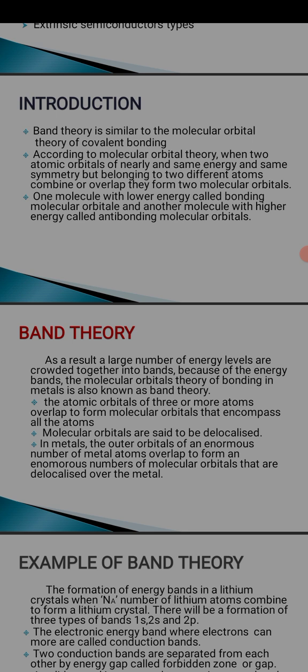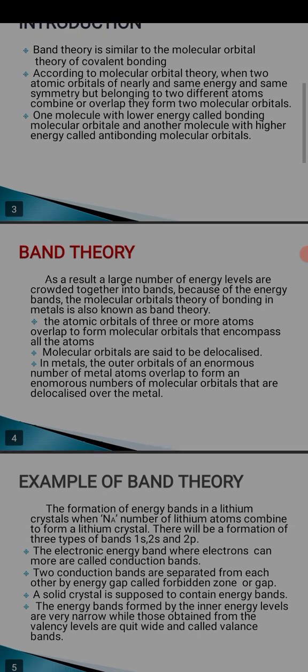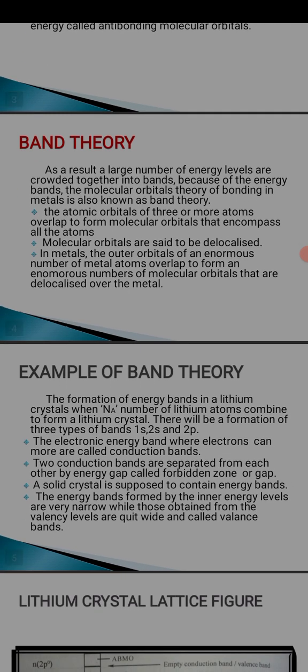The atomic orbitals of three or more atoms overlap to form molecular orbitals that encompass all the atoms. Molecular orbitals are said to be delocalized. In metals, the outer orbitals of an enormous number of metal atoms overlap to form an enormous number of molecular orbitals that are delocalized over the metal. The example of band theory: the formation of energy bands in a lithium crystal.